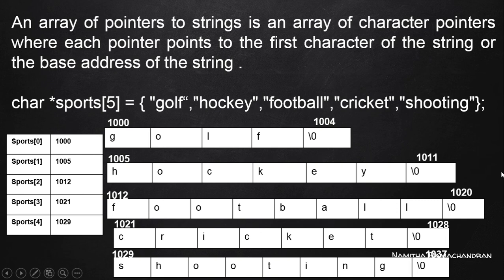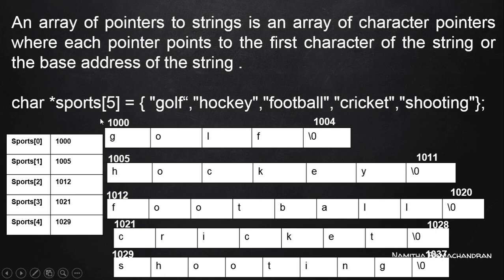Okay, so the memory representation is like this. Suppose our golf is starting from address location 1000. Here it stores the string golf first, and the end of this golf is indicated by the null character available at location 1004. And from 1005, it stores the second string and ends at 1011. And at 1012, it starts storing our third string and ends at 1020. And from 1021, here is the fourth string, ending at 1028. And at 1029, the fifth string starts and ends at 1037.